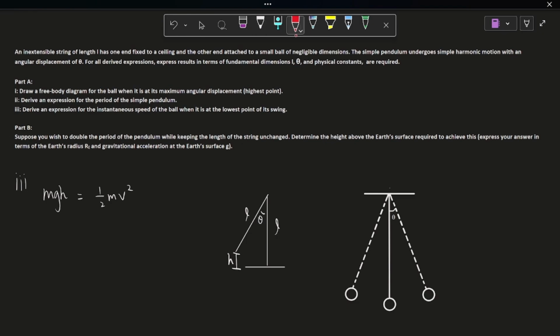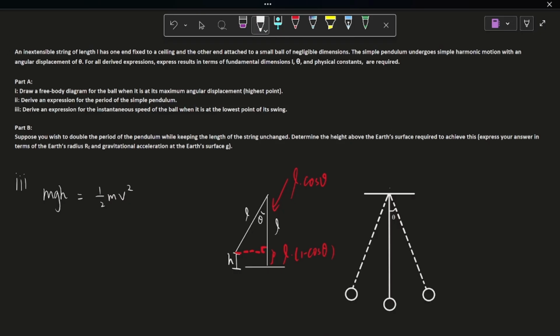So now let's just draw a perpendicular line to the vertical and use a little bit of trick. We can get this is L. We can get this part. It's just L times cosine theta. So this part will simply be L times 1 minus cosine theta. So that's your h.